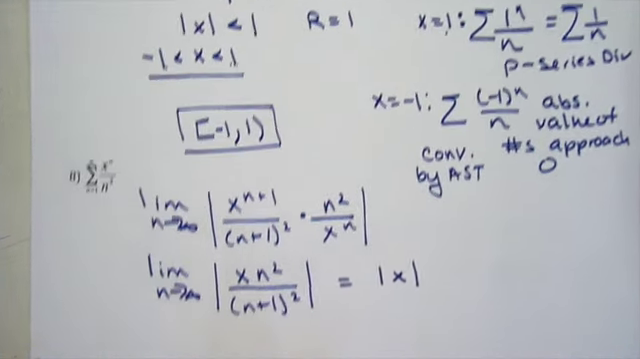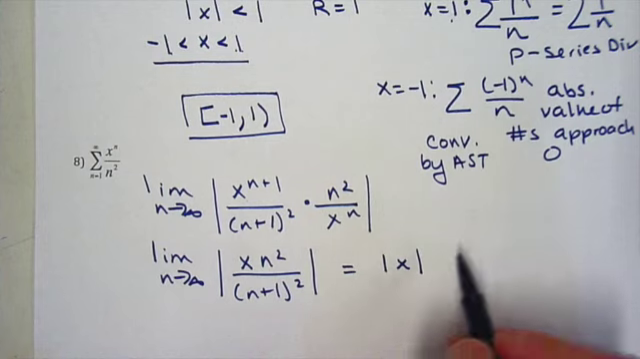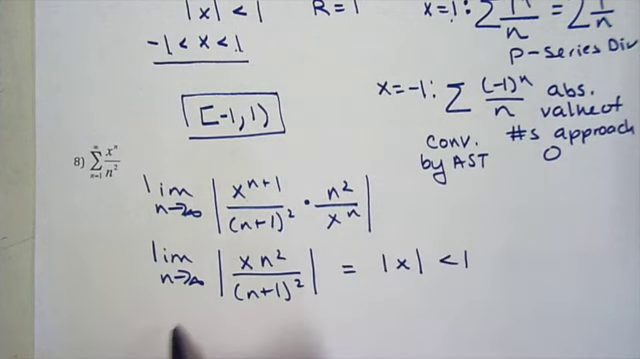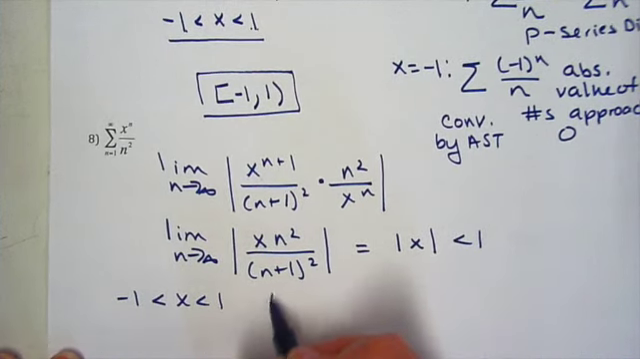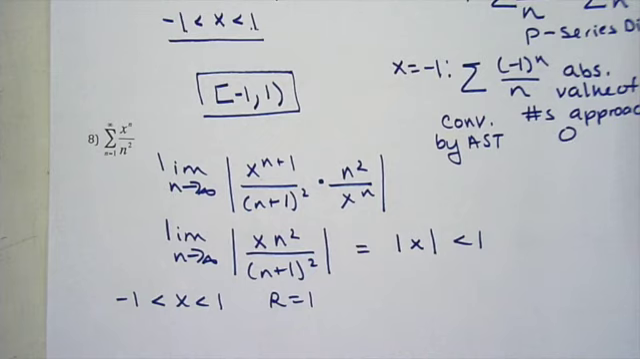Ratio test says it only converges if that limit is less than 1. So again, here's my inequality. If it asked you for the radius of convergence, you would just tell them it's 1 and you're done. If it asks for the interval of convergence, you have to check the endpoints separately. So let's start with x equals 1 again.